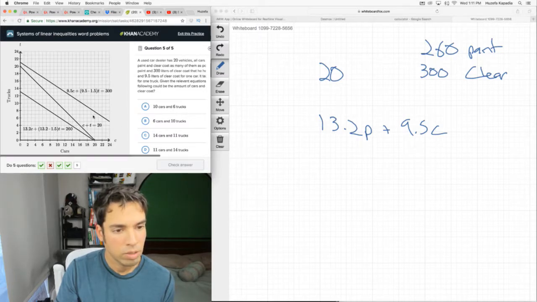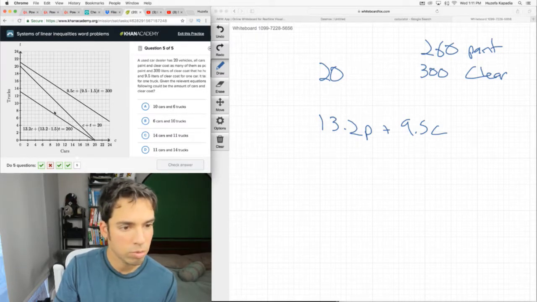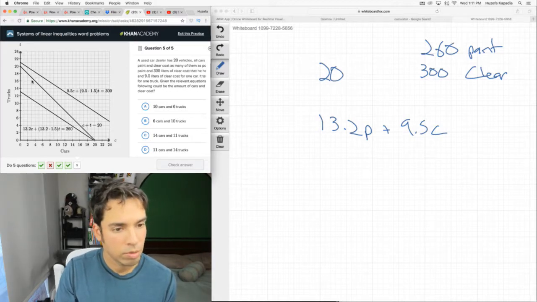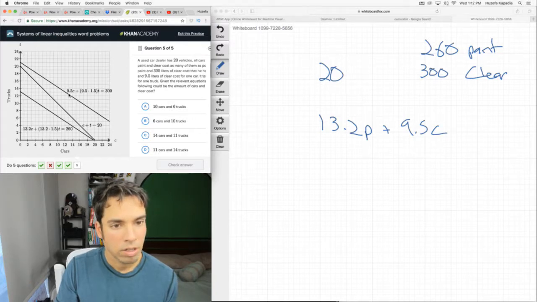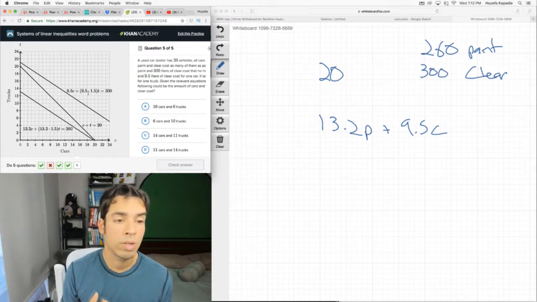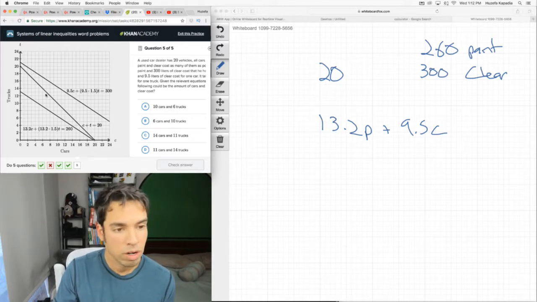So let's try and decode what these equations are. First of all, C plus T, this is cars plus trucks. This is our C plus T equation. We obviously have to be below this line, because when we're above this line up here, this is not possible because he has 20 vehicles, right? And this looks like we're maximizing the clear coat. So we have more clear coat than we need, all right? So we don't have to worry about this.